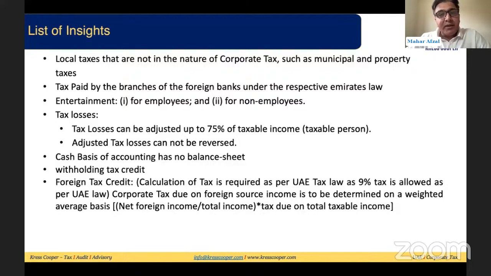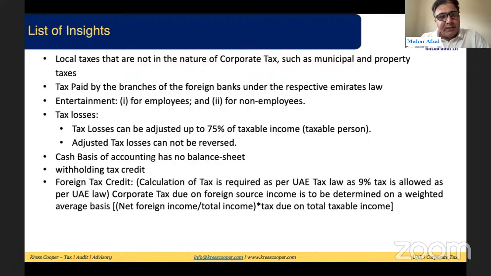Cash basis of accounting has no balance sheet. We all know this: receipts and payments, meaning income and expenses on an actual receipt and actual payment basis. So cash basis of accounting has no balance sheet. Withholding tax, Faiza has already discussed. Withholding tax credit will take priority over the foreign tax credit, and it will be allowed to arrive at the final tax payable.